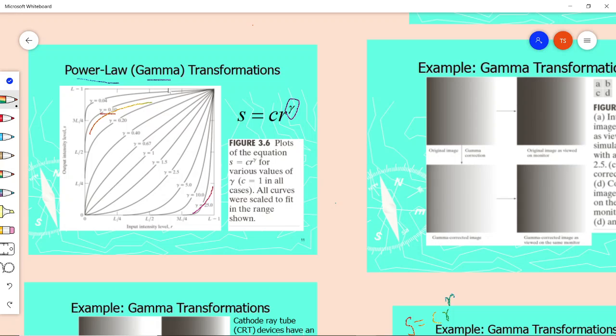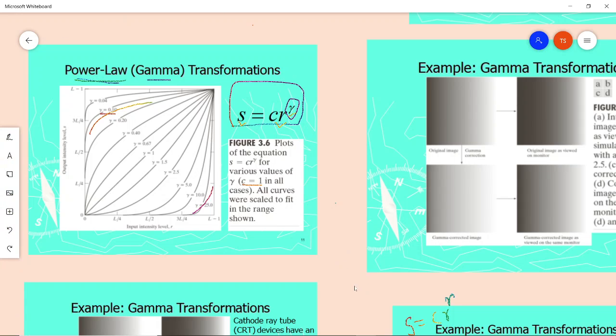We will get this result. And the transformation equation for the gamma transformation, nothing but the power law transformation, is S is equal to C into R to the power of gamma. Here C is a constant value. In most cases C is equal to 1. S is the output intensity value, R is the input image intensity value, and the transformation depends upon the gamma value.